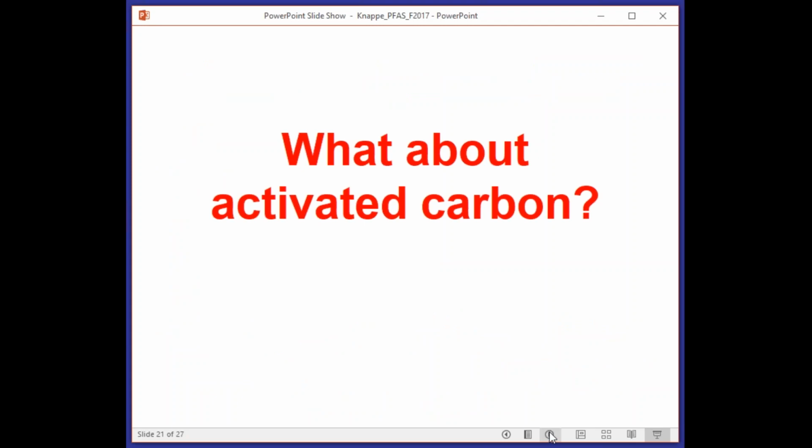I was curious about activated carbon, of course, since that's been a focus in my group. Here we tested a thermally activated wood-based carbon. This carbon was evaluated in a Water Research Foundation study that we conducted a couple years back, and was quite effective for PFAS removal.